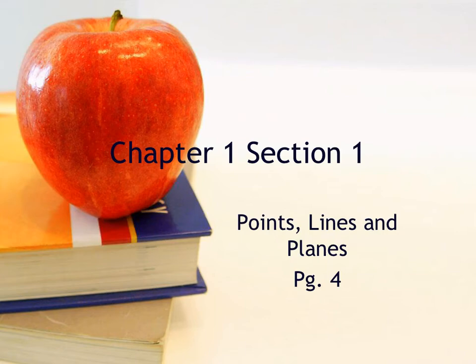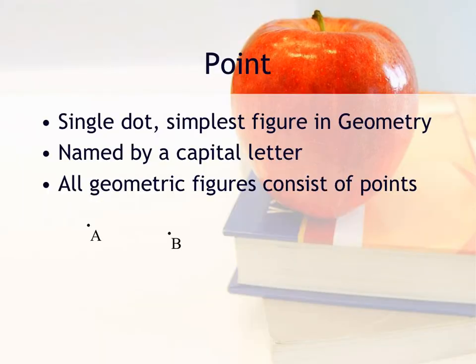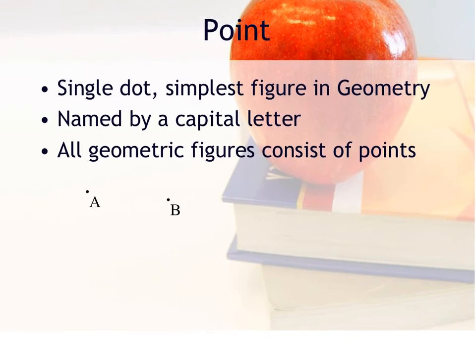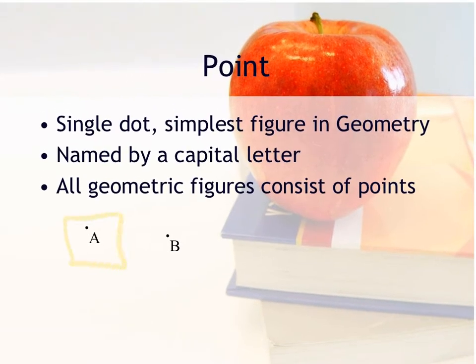So this is Chapter 1, Section 1, and we're going to learn a bunch of definitions in here about points, lines, and planes. So the first one is the definition of a point. And a point is a single dot. It's the simplest figure in geometry. It can be named with a capital letter. And all geometric figures consist of points.